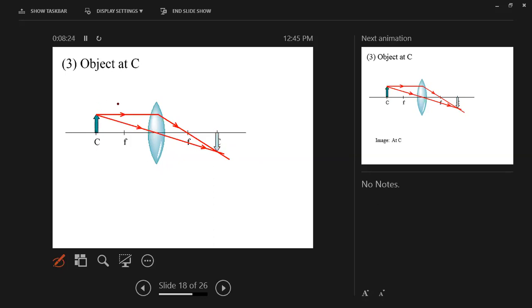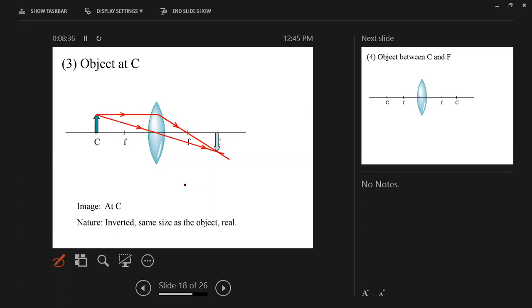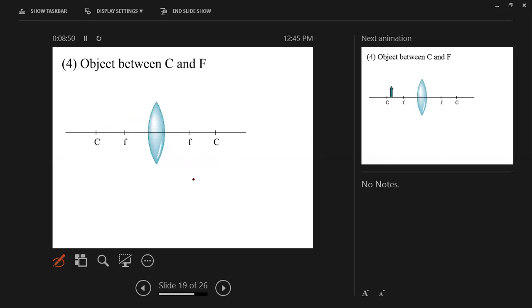With the object at the center, the image also will be at the center, but the only difference is the image will be inverted, okay? It is going to be inverted, upside down. So it is going to be at C, inverted, the same size as the object, and it's going to be real because of the converging rays over here. The rays intersect over here, and they make the image over here.